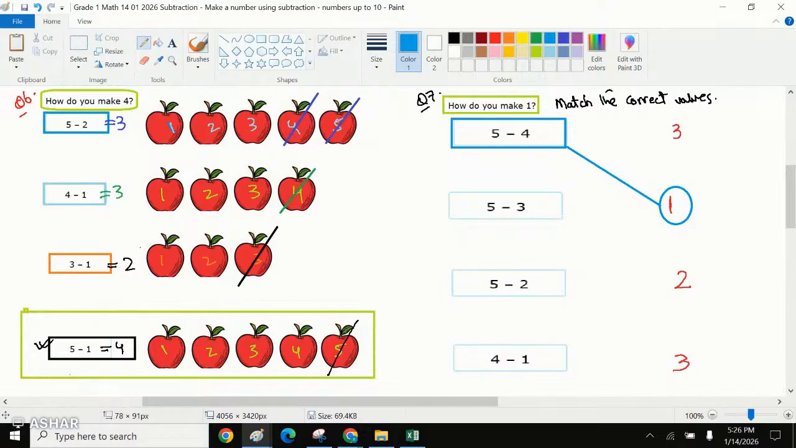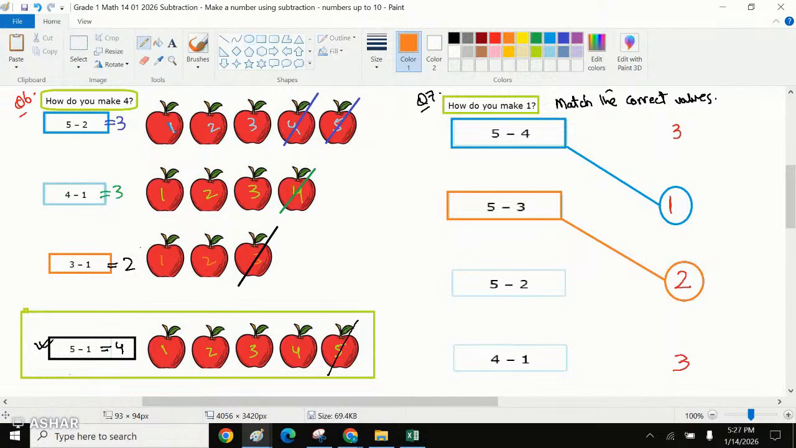5 minus 3 was equal to, what is 5 minus 3? Can we say 5 minus 3 would be equal to 2? Agreed? So can we say that the 2 is the answer? We've already found out how we make 1. That is 5 minus 4 is 1. Now we are trying to solve the remaining questions, right?